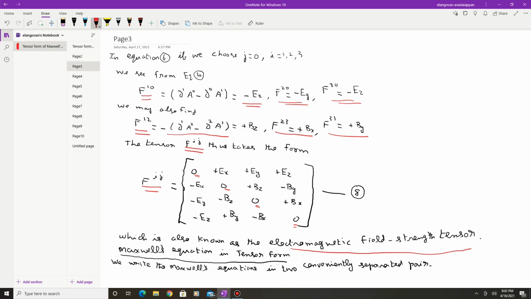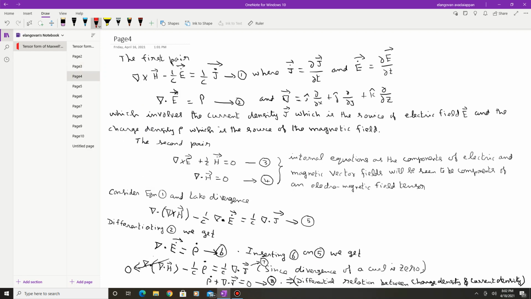Now let us write down Maxwell's equations using this tensor. There are 4 Maxwell's equations, and all the 4 equations can be paired into 2. The first pair contains curl H minus 1 by c E dot is equal to 1 by c J, which is one of the equations, and div E is equal to rho is another equation.